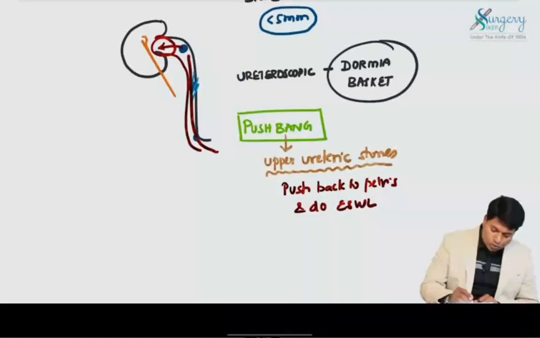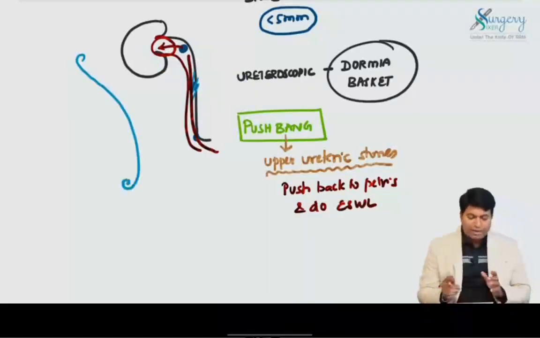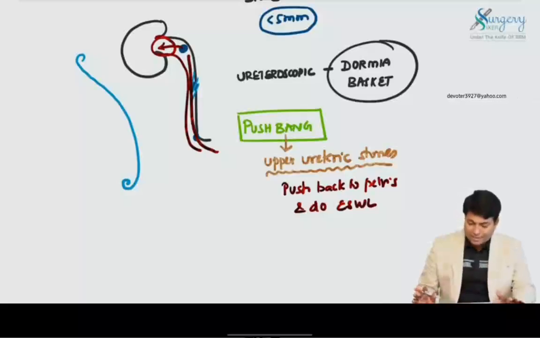After removing any type of stone, we usually put a double J stent like this, so that when the ureter goes into spasm, the urine will be drained by the stent. So please remember, you have to put a stent.